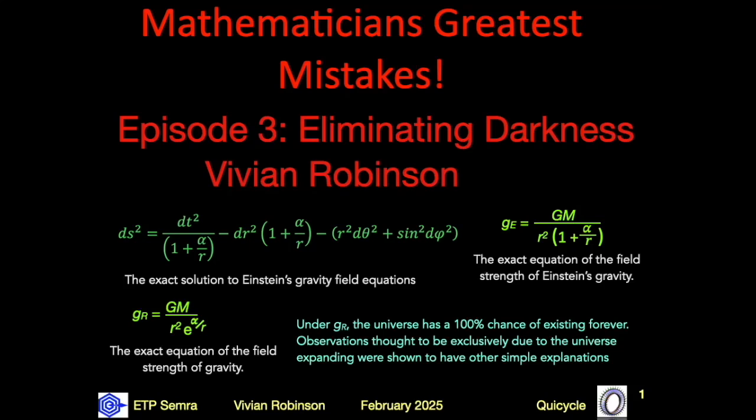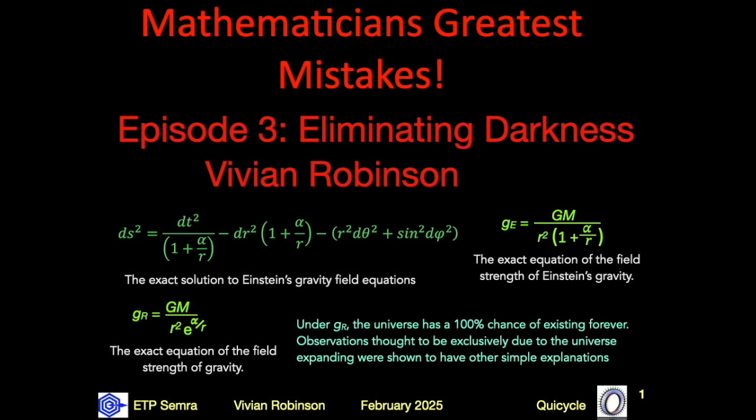Ladies and gentlemen, welcome to the third episode of my presentation on mathematicians' greatest mistakes. In the first episode, I showed just how easy it was to understand the physics of Einstein's gravity equations and solve them, and they were only approximations anyway. So I also showed how easy it was to derive the exact solution to gravity.